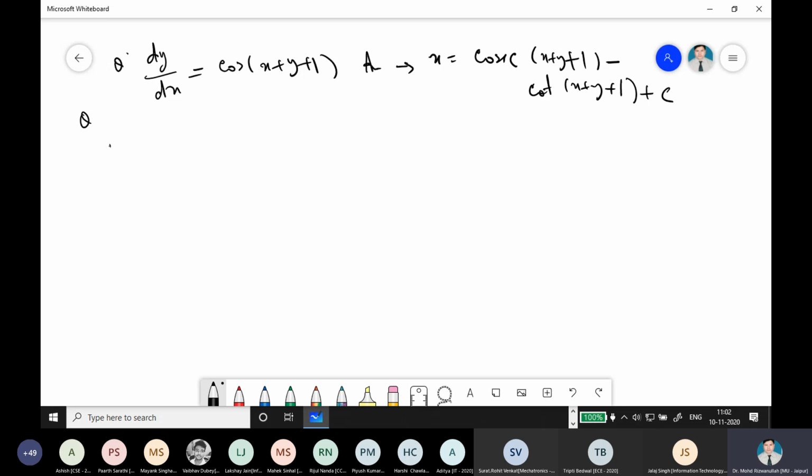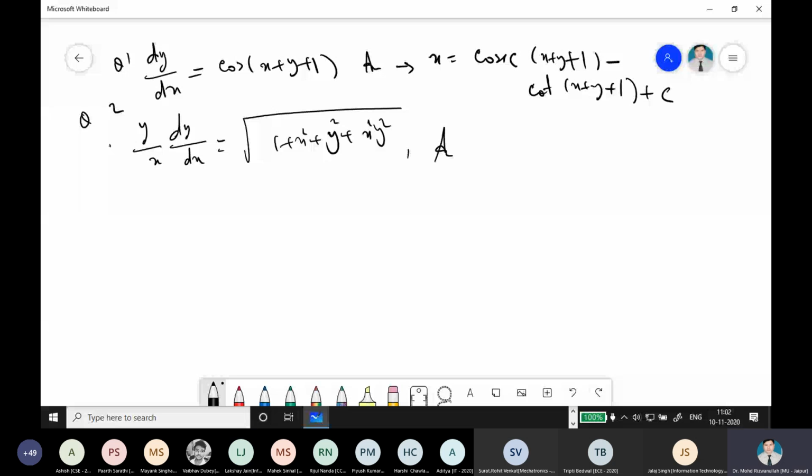Fine, I remember. Question number 2 that I have given. I think this question also I have given: x dy by dx is equal to square root of 1 plus x square plus y square plus x square y square. Yes, sir. So the answer is (1 plus x square) to power 3 by 2 and then minus 3 (1 plus y square) equal to c. Then question number 3, I think.